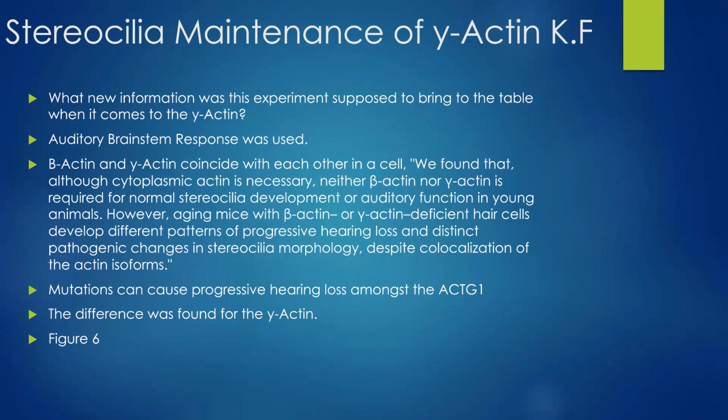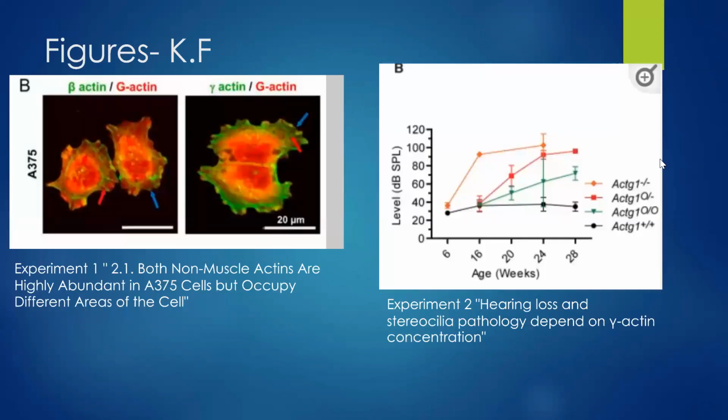And in this figure, so for my figure of experiment 2, hearing loss and stereocilia pathology depended on the gamma actin concentration. So we had the level of the DD-SPL within the given weeks of the mice, how old they are. And we have our actin gamma 1 up top here that shows how the hearing loss is getting progressively worse.